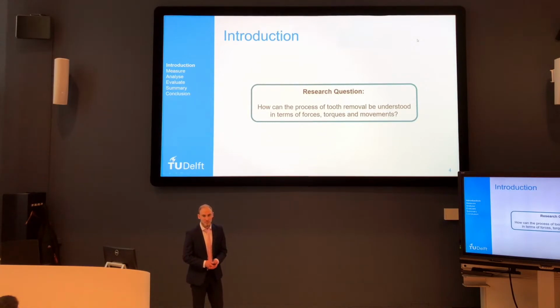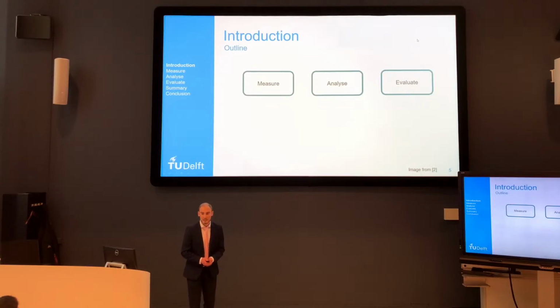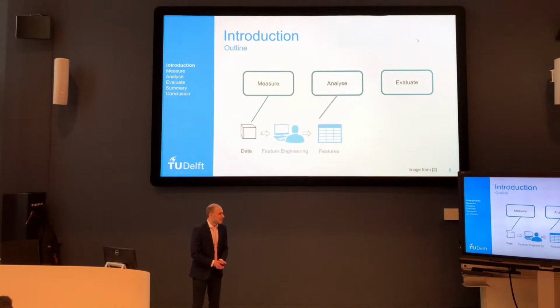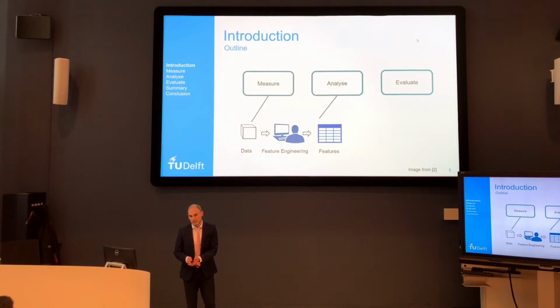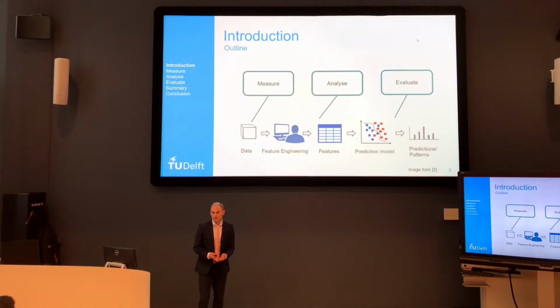And we believe that with forces, torques, and movements, we will obtain all the parameters for measuring tooth removal. So as an outline for today's presentation, we will use a measure part, an analysis part, and an evaluation part. And you can see these parts on the left bar to guide you through the presentation, so you know where I am. So first, we measure the procedure of tooth removal. We need data to gain some understanding. And after we obtain this data, we will employ feature engineering to translate the data into a representation of features. And we can use these features in a prediction model. And with this prediction model, we are able to make predictions and find patterns in the data. And the prediction model and finding these patterns are the last phase, which is the evaluation phase.